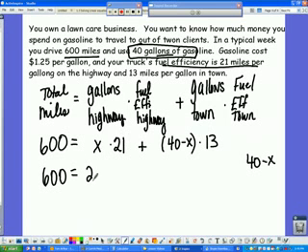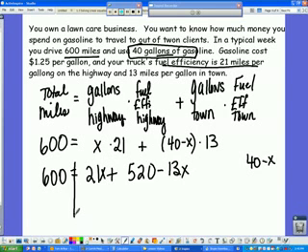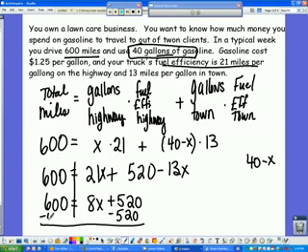So X times 21 gives us 21X plus 40 times 13 with the distributive property, which gives us 520 minus 13X. Since we've got two X terms on the same side, we combine those. 21X minus 13X gives us 8X plus 520. Then we subtract 520. 660 minus 520 gives us 140 equals 8X. Divide both sides by 8, and X equals 10.